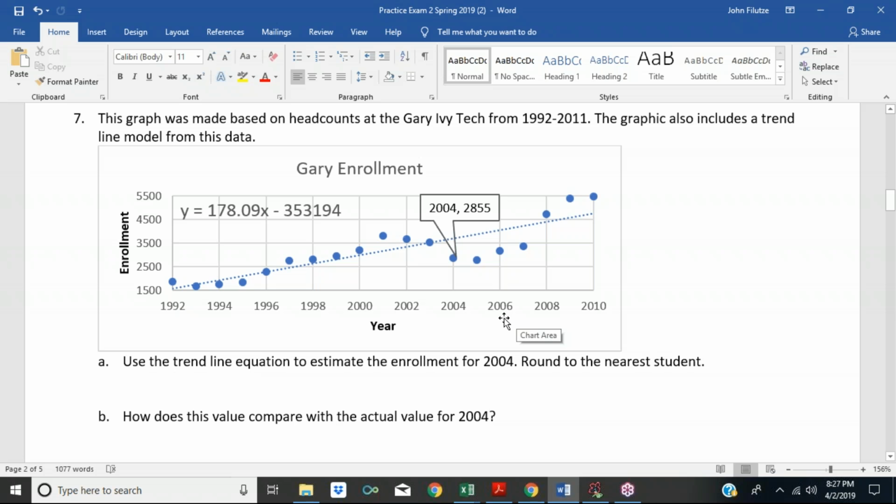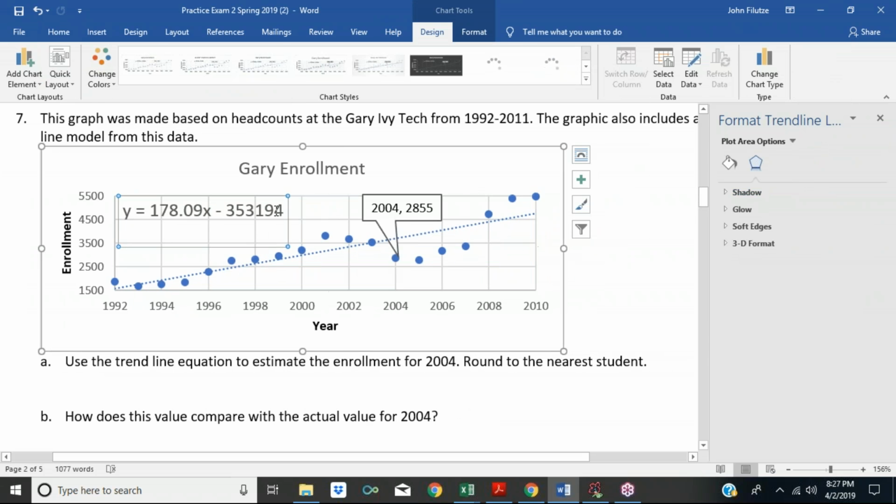So number 7, I want to go through this one because I think there's a little bit of a struggle on some of your answers when I was looking through your work. So this one here has a trend line, and the equation's given: 178.09x minus 353,194. Notice that this number right here is not the same as the one down here. It's not the y-intercept. So that tells us right away that we're going to put the actual year in when we do our calculations. Notice how the ordered pair is 2004, 2855. That means that you had to put 2004 in for the x, not the number of years since 1992. So if this number matched the one down here, then you would be using the number of years since that first one.